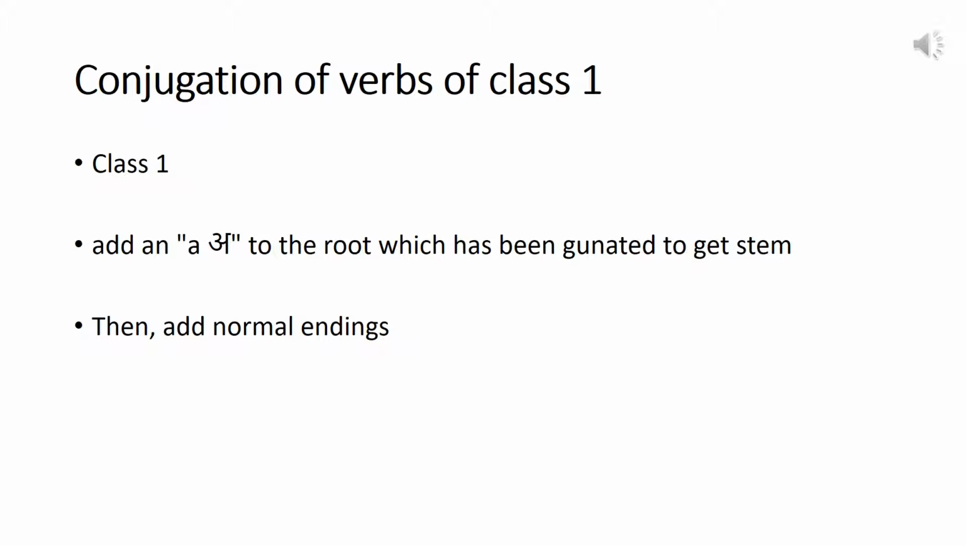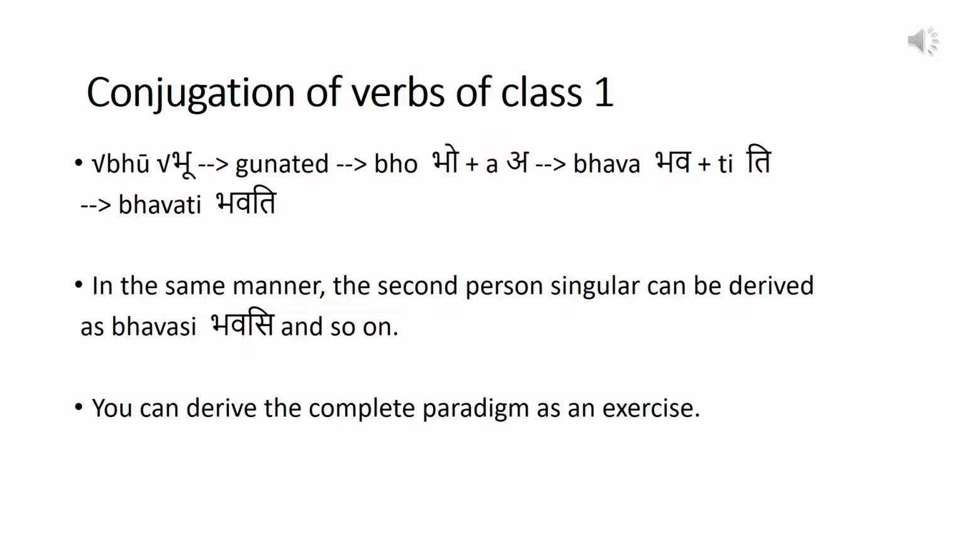Class 1 roots add an a to the root which has been gunated if possible to form the stem. Then the same endings as we saw for pash are added to get the present active indicative. So let us take the class 1 root bhu, to be or to become. The u is gunated to get o. So bhu becomes bho. Then the a is added to get bhava. Then the endings are added. You can derive the complete paradigm as an exercise.